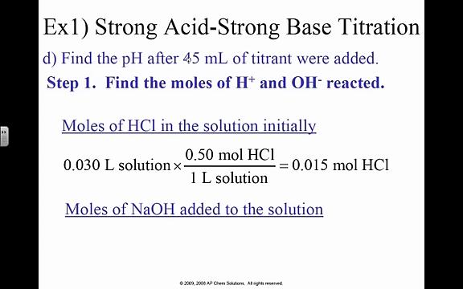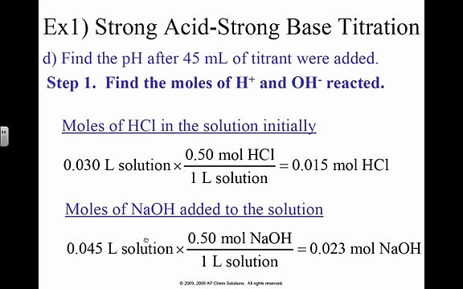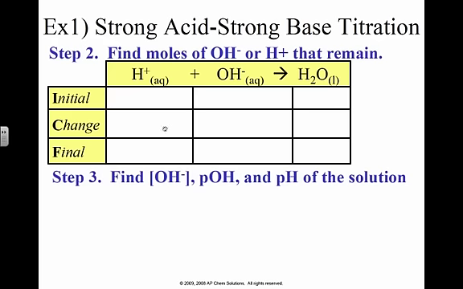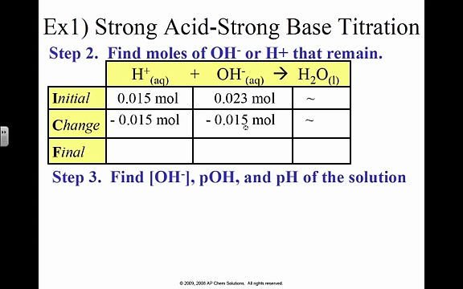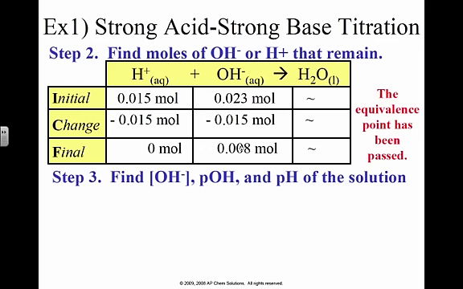Finally, find the pH after 45 mL of 0.5 molar hydroxide is added. So I'm going to use the same number of moles of acid. Here's my new number of moles of base, 0.045 liters is my volume, that's my molarity, here are my moles. So I'm going to have a new ice chart. I'm going to plug in my moles, 0.015 for hydrogen, 0.023 for hydroxide. So now notice I have more base than I do acid. So I'm going to neutralize all of this acid, and I'm going to have leftover base. Minus 0.015, minus 0.015. This will be 0. This is going to be, what, 0.008.